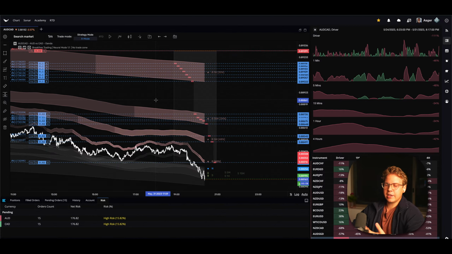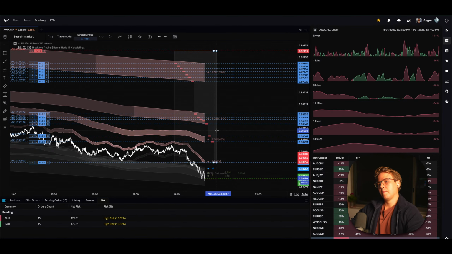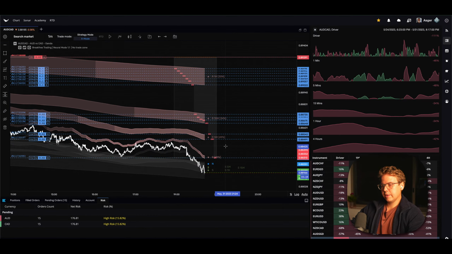But this is not like a usual drawdown or risk that you'll be taking when you're trading these strong trending markets. Most of the time, your risk will be limited to about, I don't know, 5%, 8% or something like that. So I think that's very important to note.